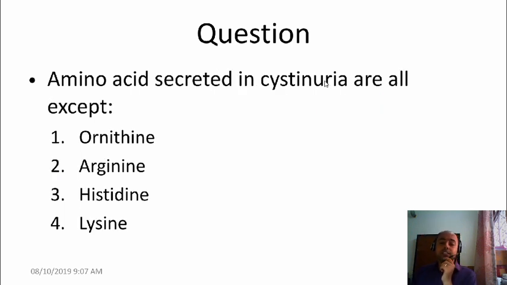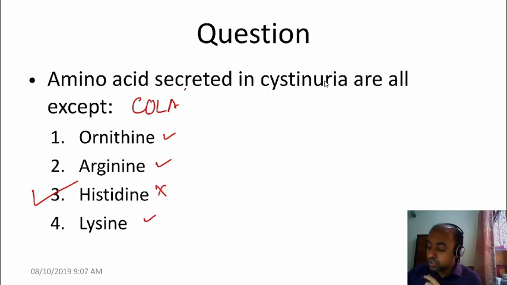Amino acids excreted in cystinuria are all except. So O is correct, A is correct, L is correct, histidine is not correct. So the answer is histidine. Remember the mnemonic COLA for the amino acids lost in the urine. It is not the color of the urine, it is only the mnemonic for the amino acids lost in the urine.